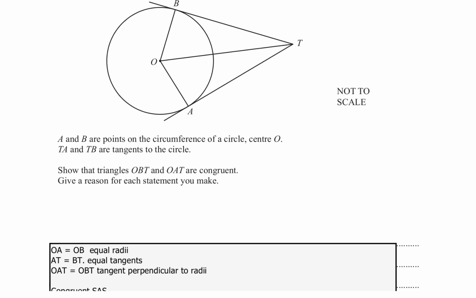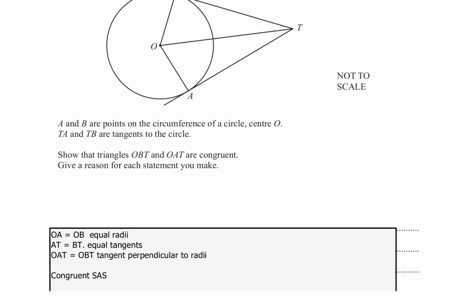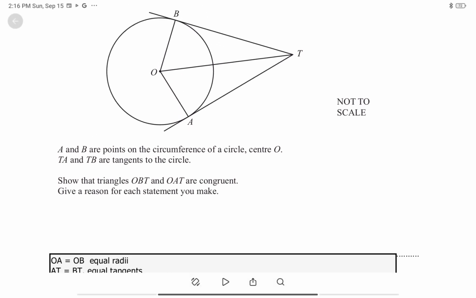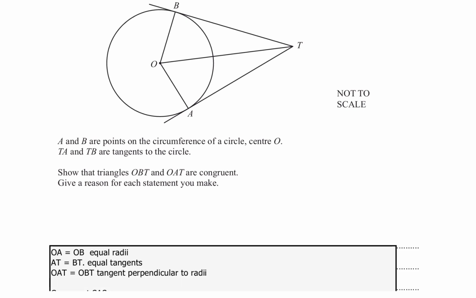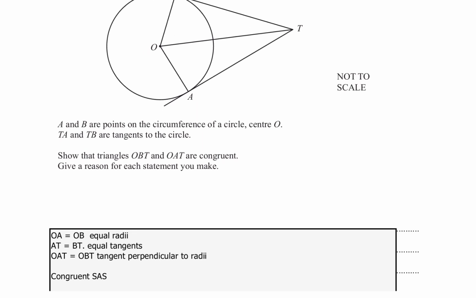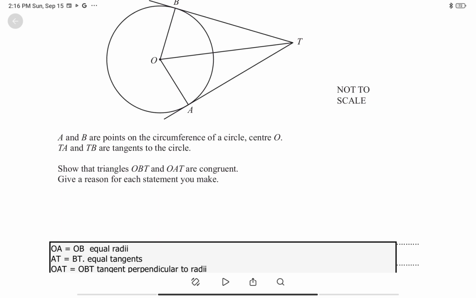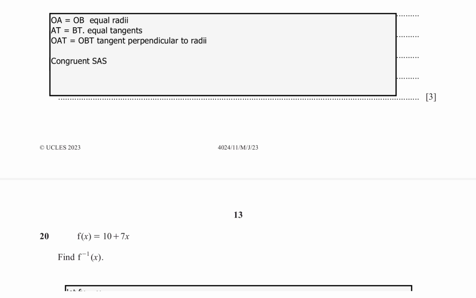Now OA is equal to OB because of equal radii. Then AT is equal to BT, equal tangents. And angle OAT is equal to angle OBT because the tangents are perpendicular to the radii. So the congruency has been achieved using the SAS property, side angle side property.